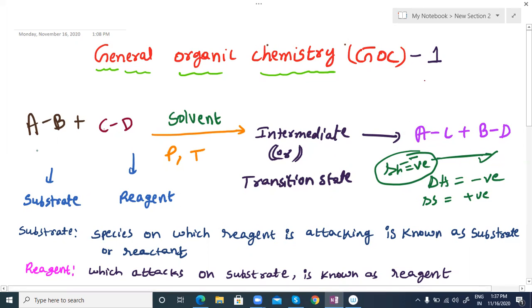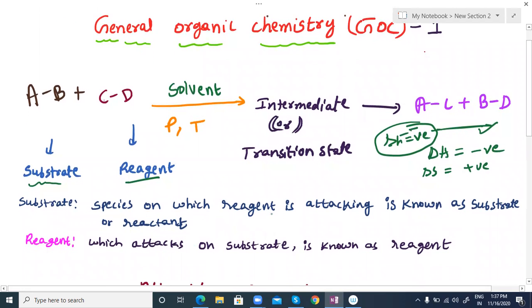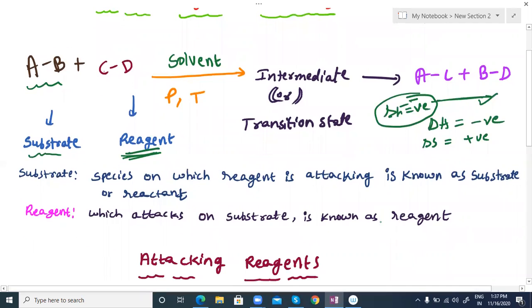Now we can see here the substrate and the reagent, and their definitions are already provided. The species on which the reagent is attacking is known as the substrate. The reactant which attacks the substrate is known as the reagent. Got it? So this I am taking as the reagent, and the substance being attacked is the substrate. You can take many examples, and you can compare any reaction.